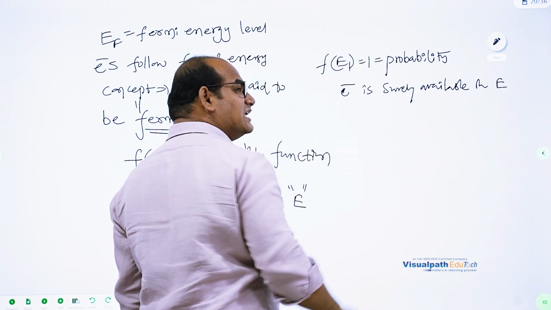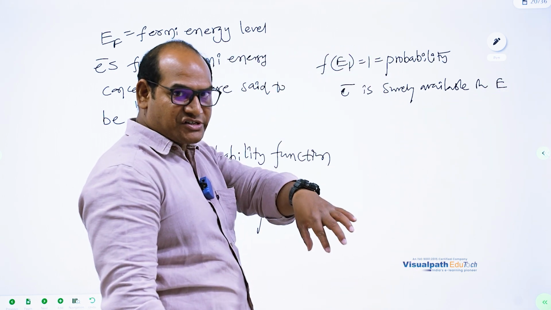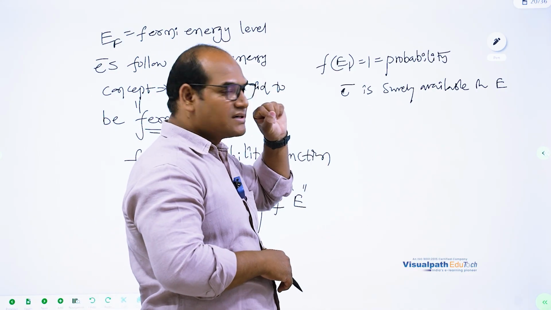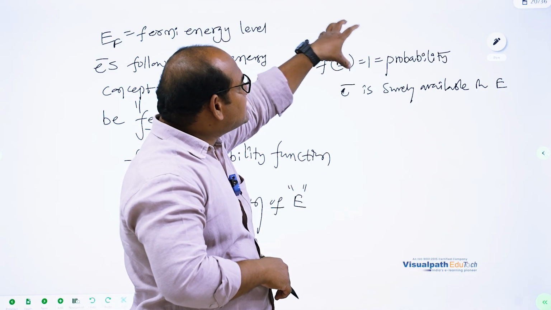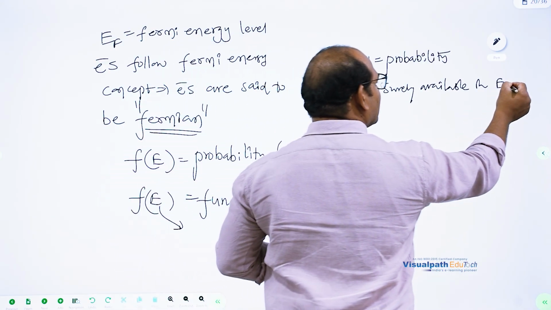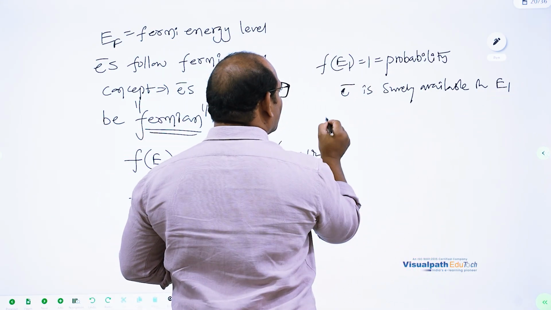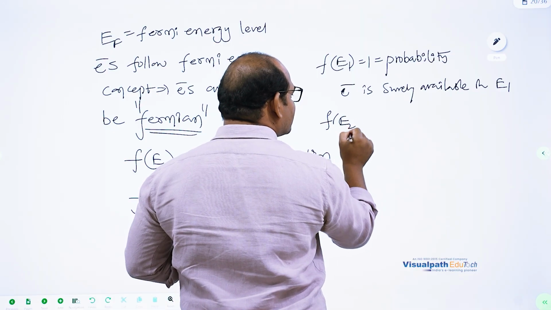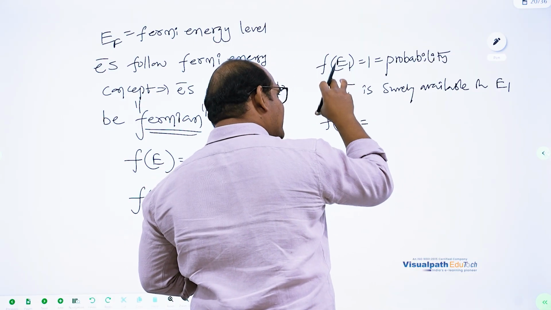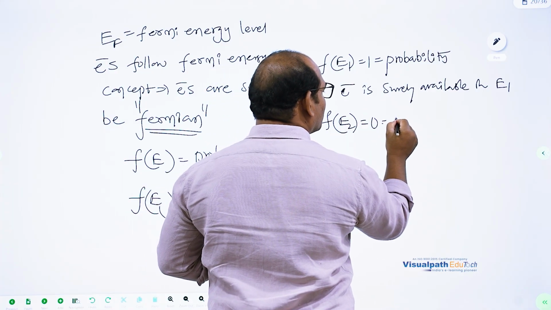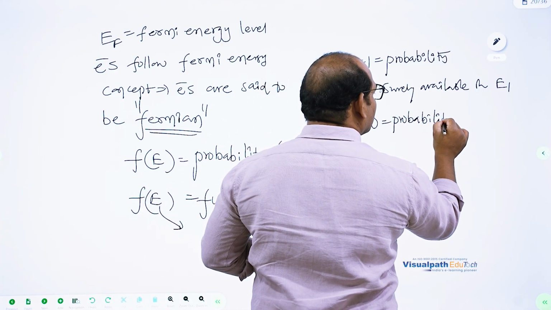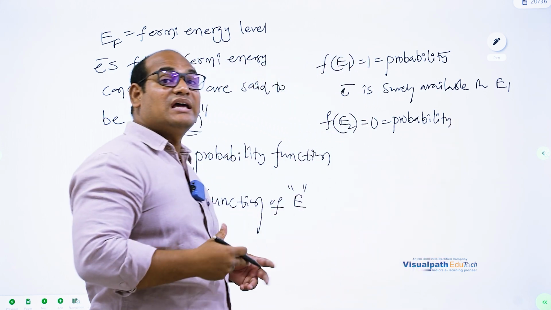Otherwise, you can take E1. f of E has the equation. In that equation, in place of the variable E, you need to take E1. If you get probability 1, you can tell electron is available in that particular energy level E1. If you substitute another energy level and get probability 0, probability 0 means we can tell that is the probability of availability of the electron.